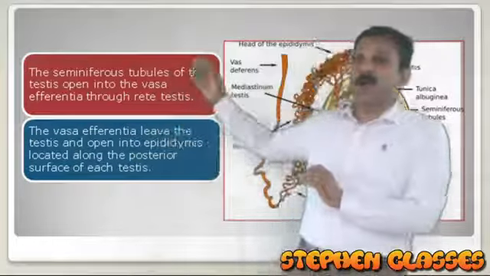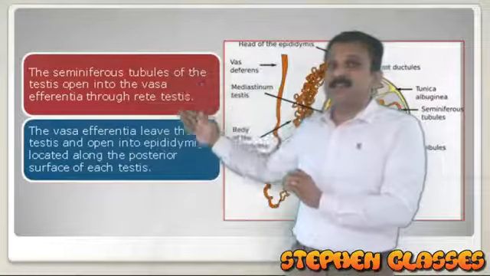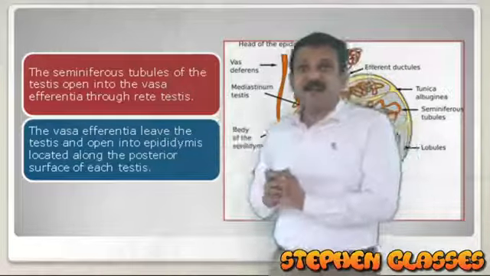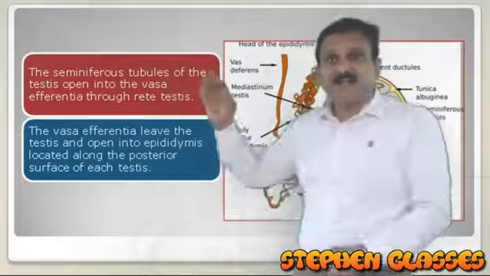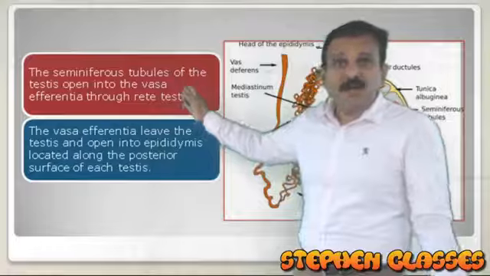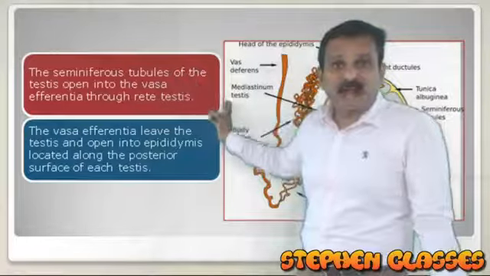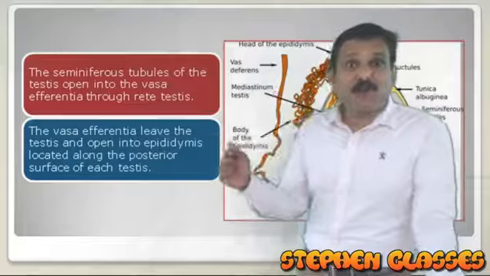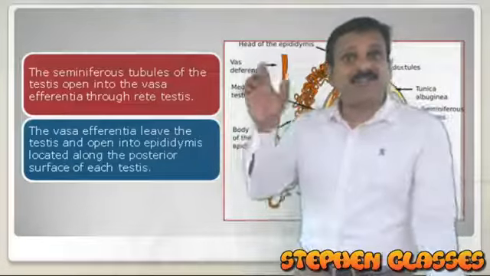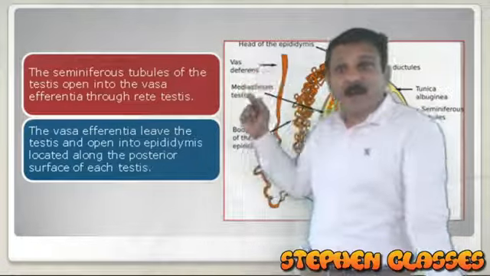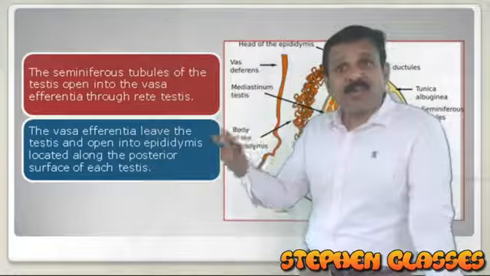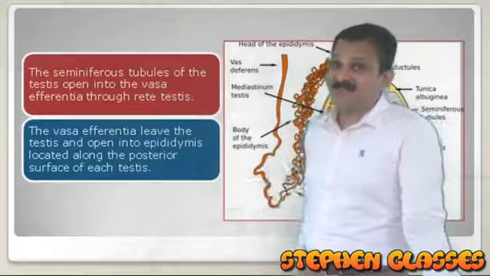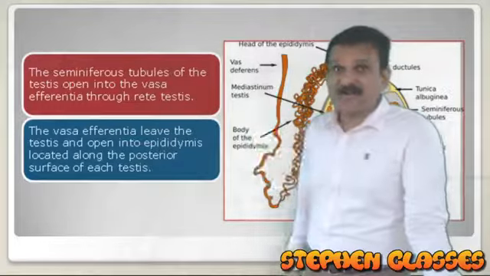So here we have the notes about rete testis and vasa efferentia. It is written very clearly in your NCERT that seminiferous tubules of the testis open into vasa efferentia through rete testis. So seminiferous tubules will not open directly into vasa efferentia. They will open only via the rete testis into vasa efferentia. So the sequence is very important.